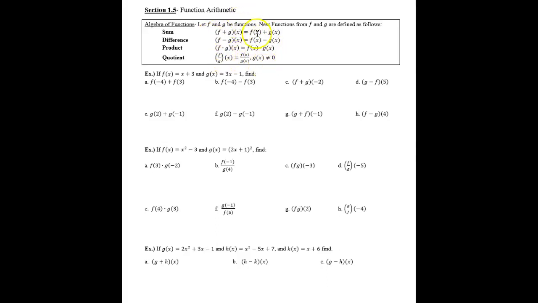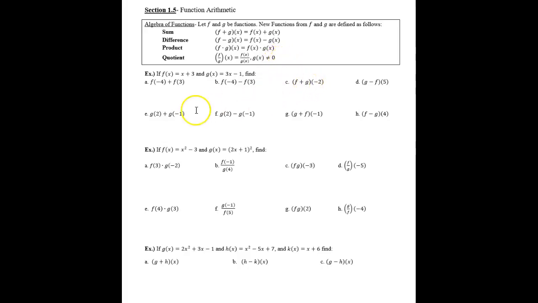And there's two ways that you might see it written. You might see it broken up as just saying function f plus function g, or it might read as f plus g of x. But that means the same thing. It's just function f plus function g. Similarly with the rest of these, right? So f minus g of x equals f of x minus g of x. f times g of x is the same thing as f of x times g of x, and f divided by g of x is the same thing as function f divided by function g, where function g can't be 0, right? When we're dividing, you cannot divide by 0.